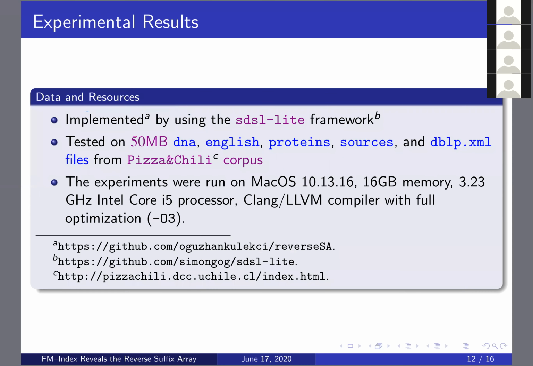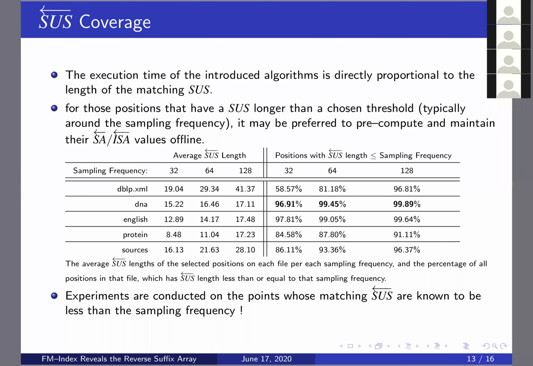So as I mentioned, to see its real performance, we ran a number of experiments. We implemented the scheme with the SDSL Lite framework, and we tested it on the worst inputs, the repetitive texts from the Pizza&Chili corpus. You can reach the implementation on GitHub. This method will surely not be very beneficial once the length of the shortest unique substring is huge. So we would like to see the SUS coverage.